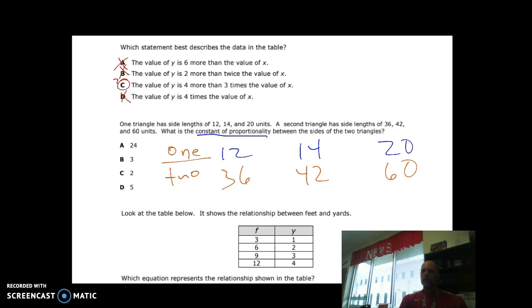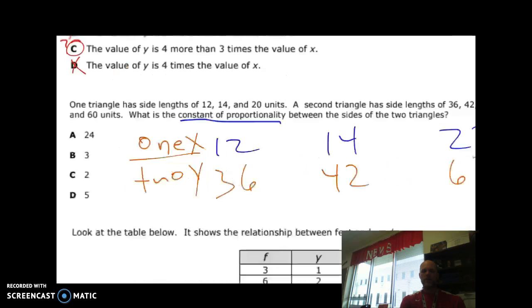No, look, remember, constant of proportionality is how you get from one to the other. Like, how do I get from x to y? So how did this side right here, it grew, didn't it? How many times larger did it get? 12 times 2 is 24. It needs to be 36. Yeah, that one's times 3.